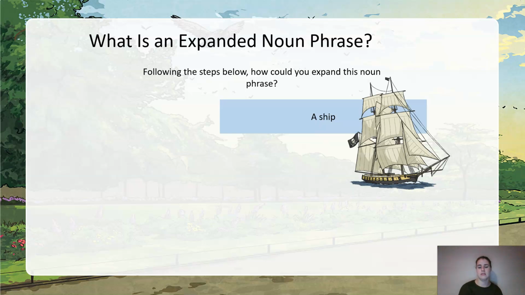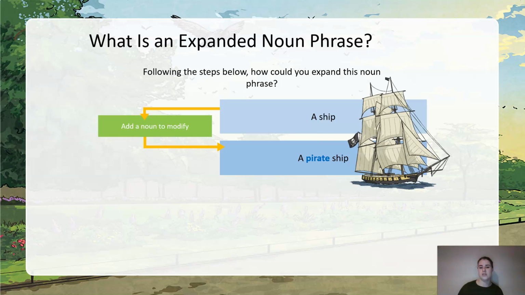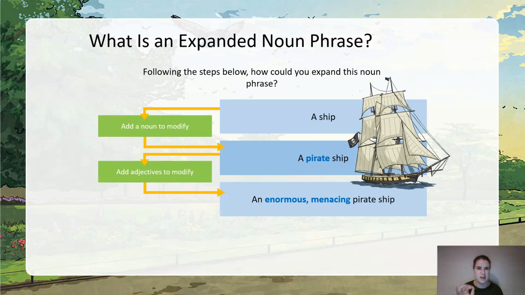Can you add our additional skills in to improve on this statement of a ship? Pause the video and have a go. Okay, let's see if you did a better example than me. So I've gone for pirate ship. I mean, unless you're going on a cruise, I'm not bothered about ships unless it's a pirate ship because that's pretty cool. But now I've got the enormous menacing pirate ships.